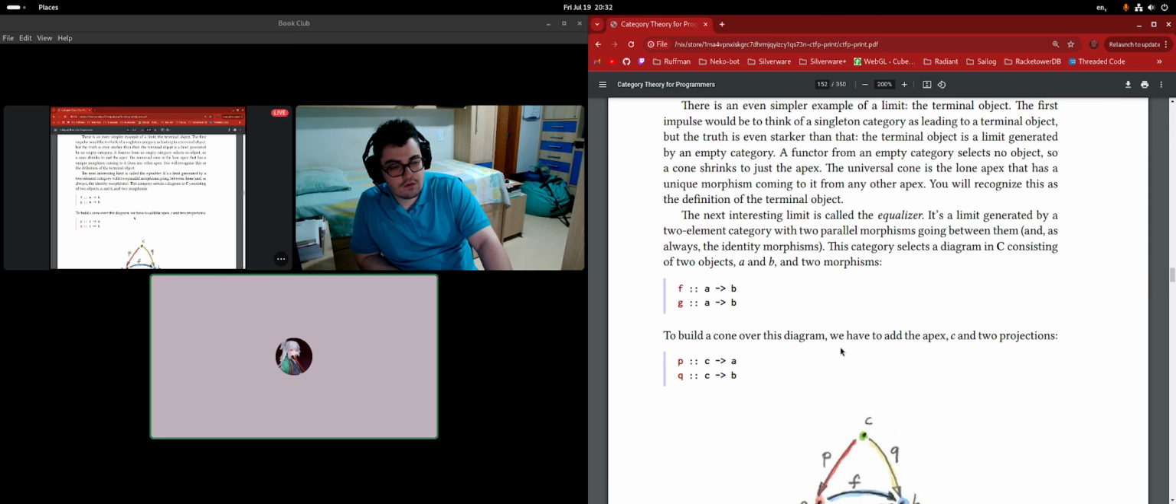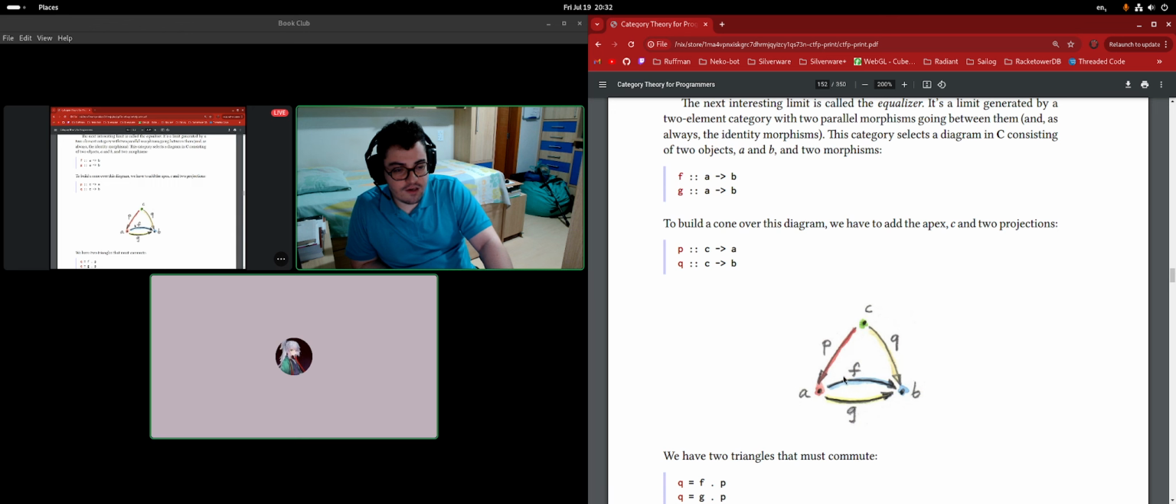We're getting to that. This is actually kind of interesting. It's a limit generated by a two element category, so the two elements are A and B, I suppose. And there are specifically two morphisms that go between them, in parallel. Okay, like this is definitely a cone.